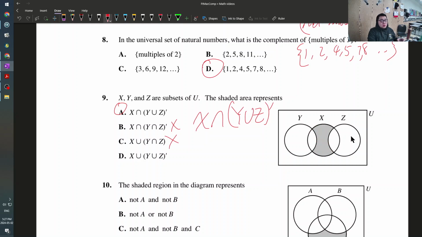Now, Y union Z prime, so that means it is this whole thing, right? And then when you union with X, it becomes this whole thing. So the only parts that are not included are items that are only in Y but not in X, and only in Z but not in X. So the only one that's correct is A.